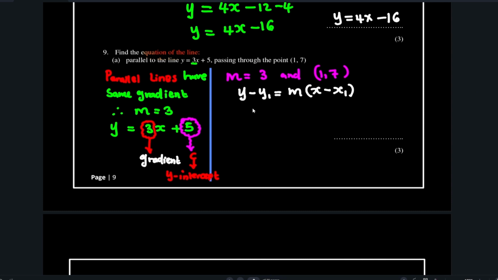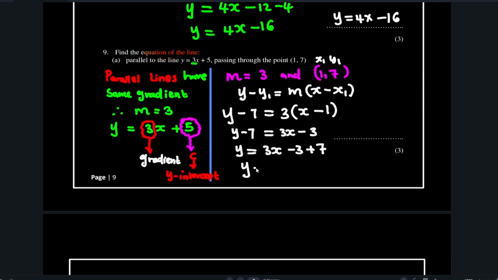We shall now write the general equation for finding the equation of a straight line, which is y minus y1 equals m into x minus x1. Substituting everything that we have there and taking 7 to the other side of the equal sign, it becomes positive. Simplifying this further becomes what?